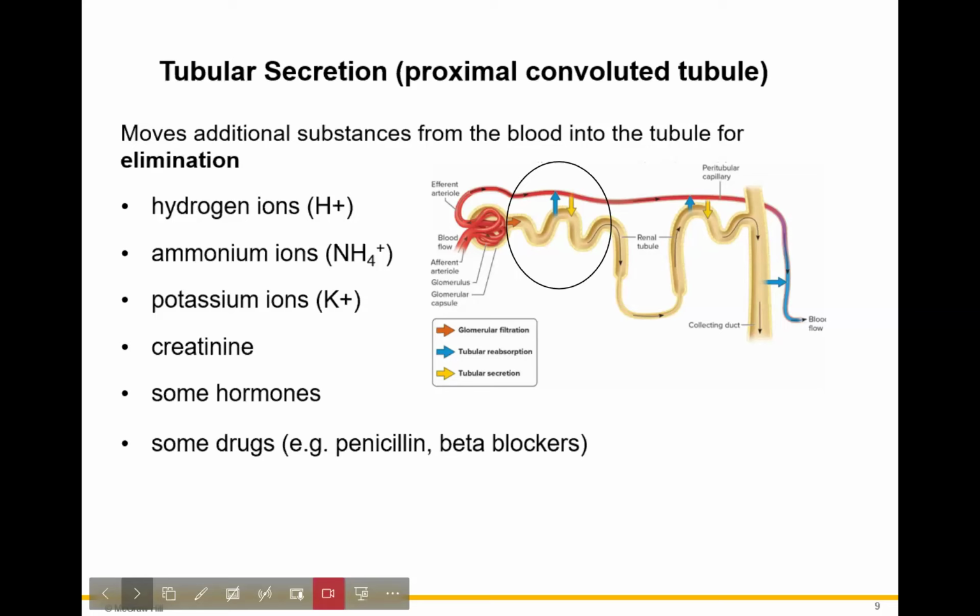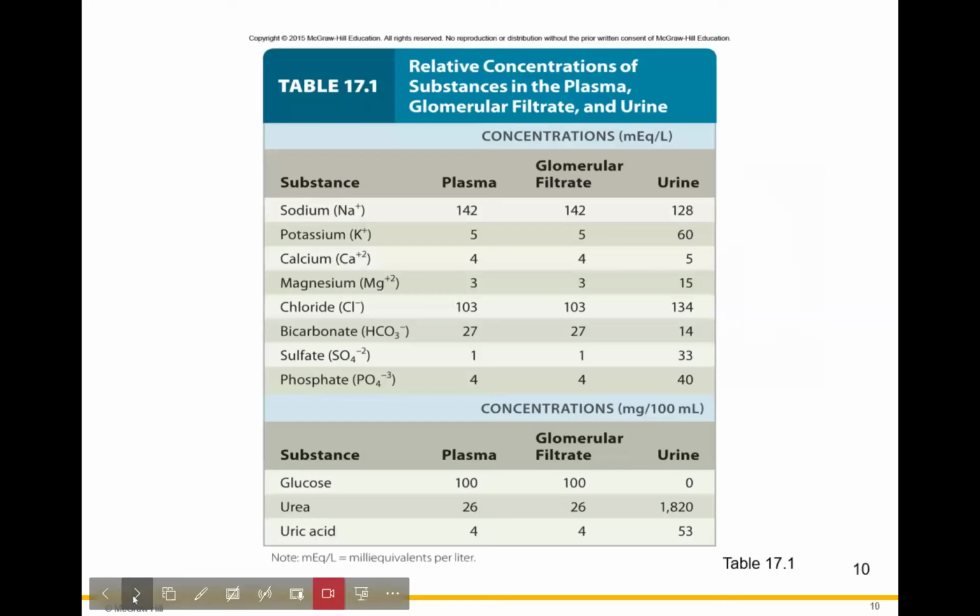So if you take penicillin, it's very quickly secreted and removed from your body. So this would be a type of antibiotic you have to take 3 times a day or 4 times a day. And another example is beta blockers. But that's maybe an interesting thing to remember. Okay, you don't need to know any of the numbers on this table, but if you just look at it, you can tell whether something is being reabsorbed or being secreted.